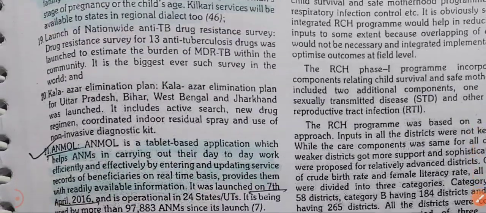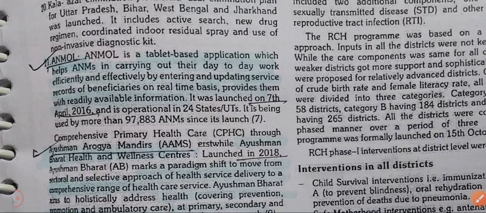Then the ANMOL. ANMOL is a tablet-based application which helps the ANM carry out their day-to-day work efficiently and effectively by entering and updating the service records of beneficiaries on a real-time basis. It provides readily available information. It was launched on the 7th April 2016 and is operational in 24 states or UTs. It has been used by more than 97,883 ANMs since it was launched. So this is used for ANMs only.